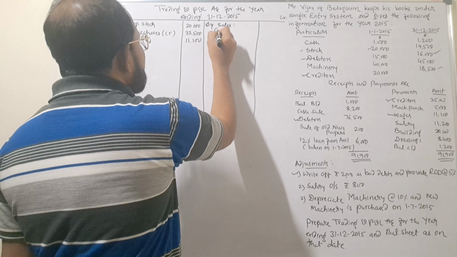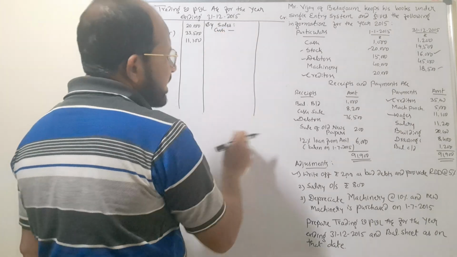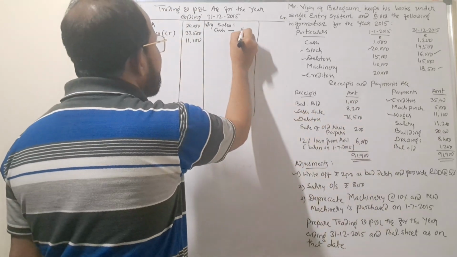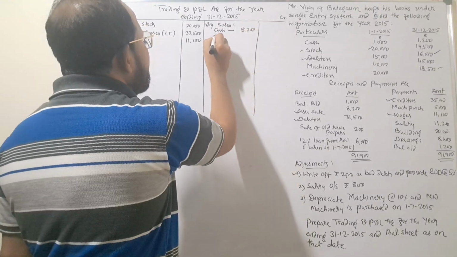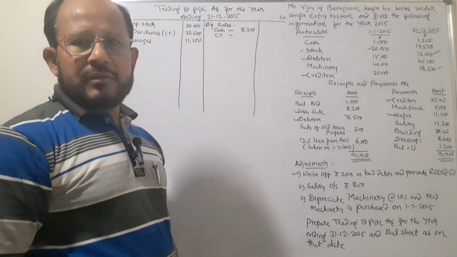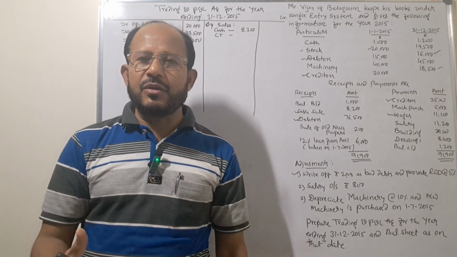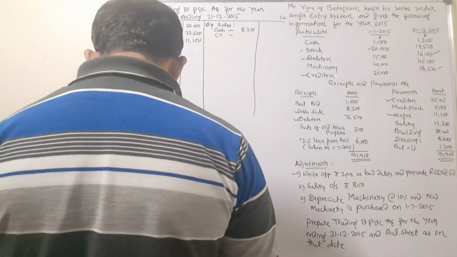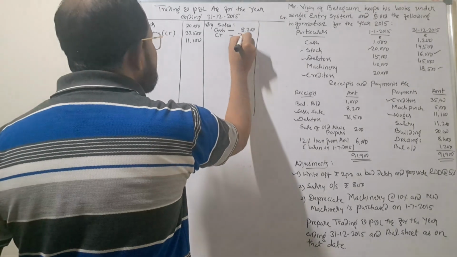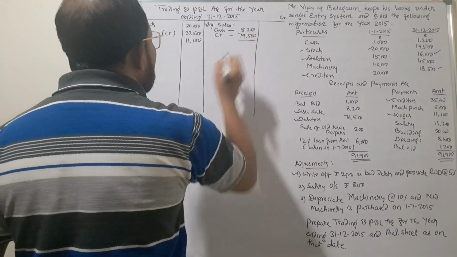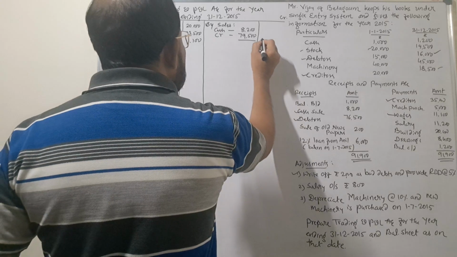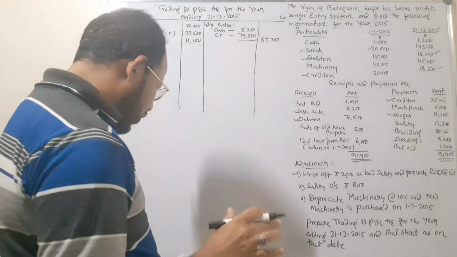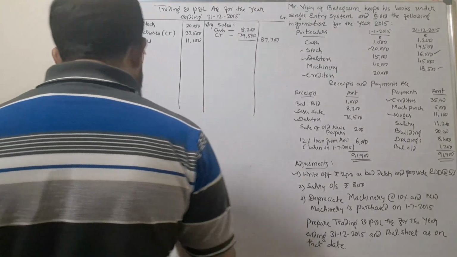Next one is in sales. Here we can show cash sales. Cash sales are given in the problem. Just see the receipts and payments account: cash sales rupees 8,200 is given. And credit sales are also given. We prepared the total debtors account in order to find out this missing figure. Credit sales we calculated just now: 79,500. Make the total of these two figures: 87,700 rupees. Nothing else is there.